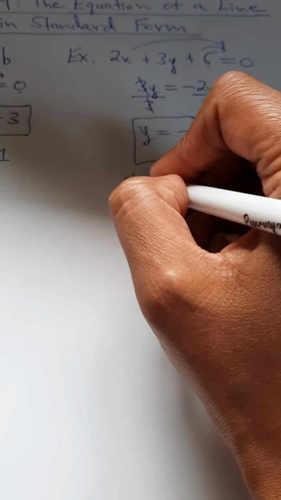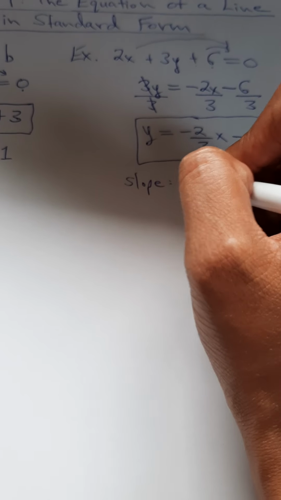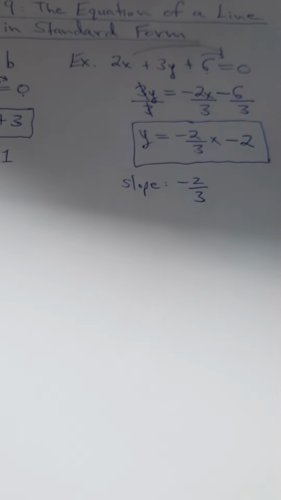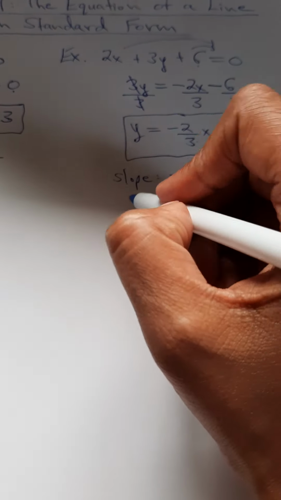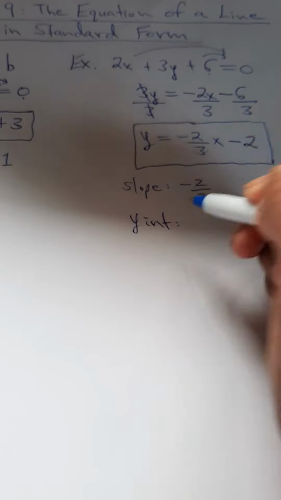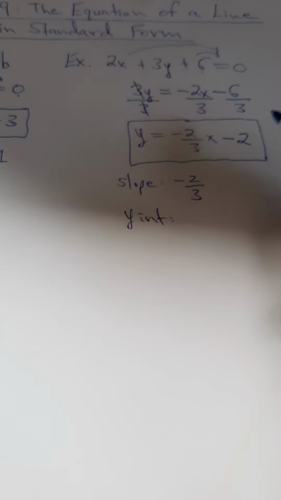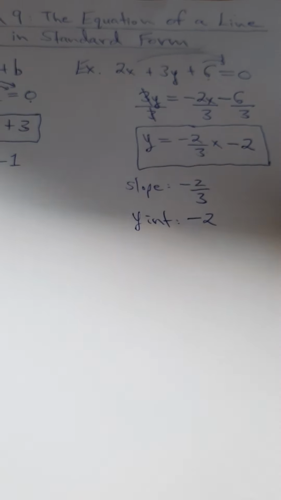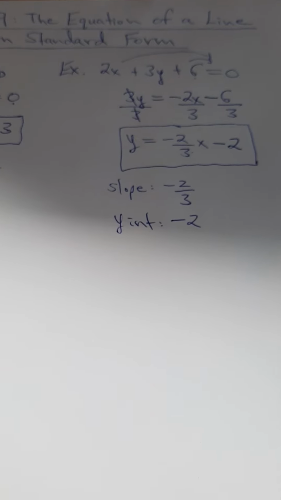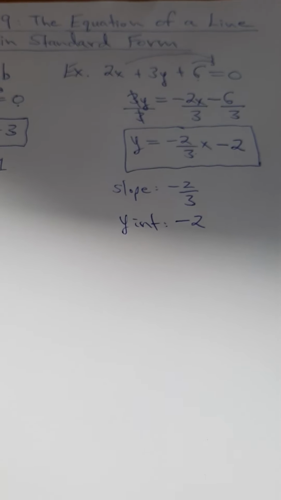One more time, let's identify the slope here. It's negative 2 over 3. Whatever is in front of the x, that is your slope. My y-intercept is the second number, which is negative 2. Everyone's good there? So we're just identifying the slope and the y-intercept.